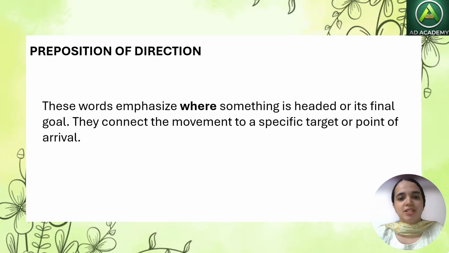Next classification is preposition of direction. These words emphasize where something is headed or its final goal. They connect the movement to a specific target or point of arrival. Here we can see some movement. It's not static and it's not like a preposition of place. There will be some movement, and this preposition helps us to identify where something is heading towards.